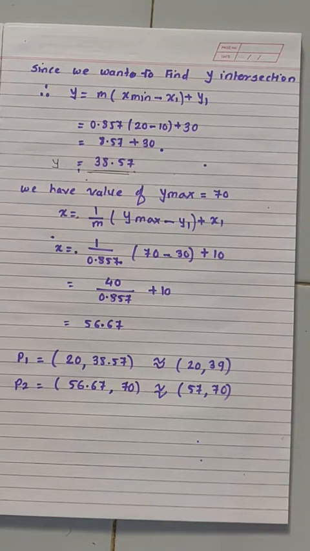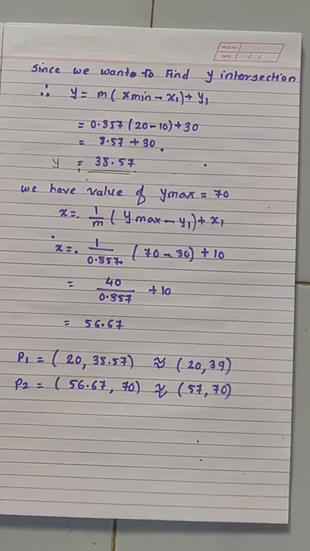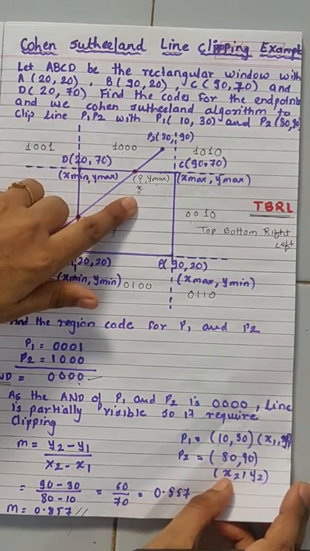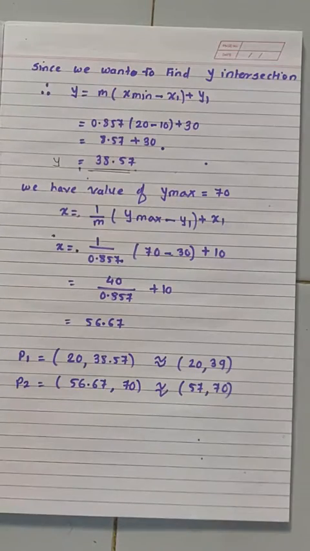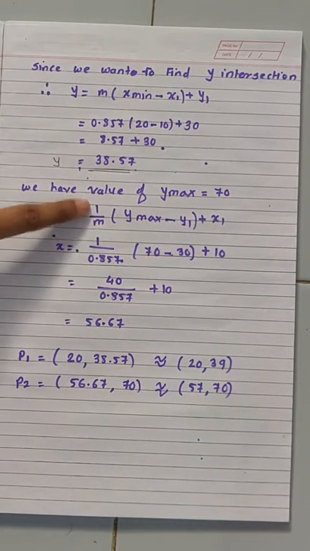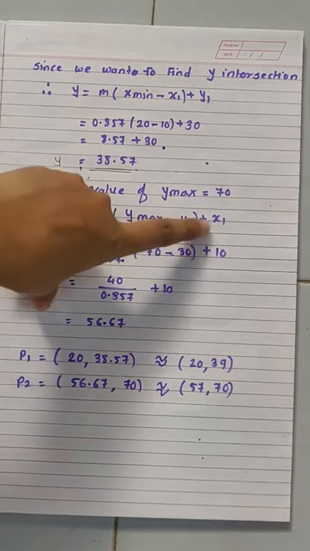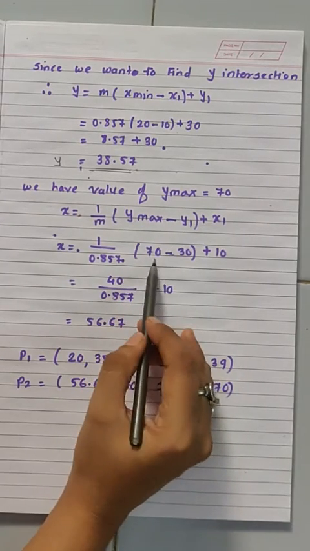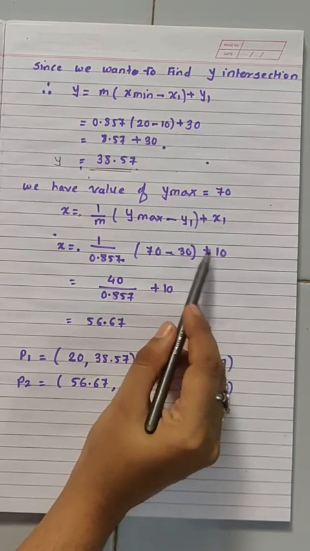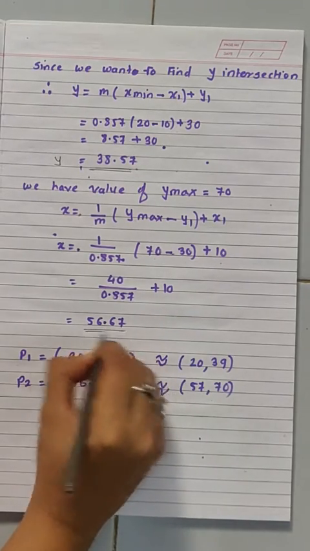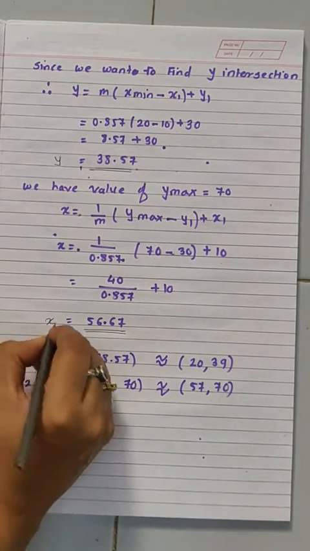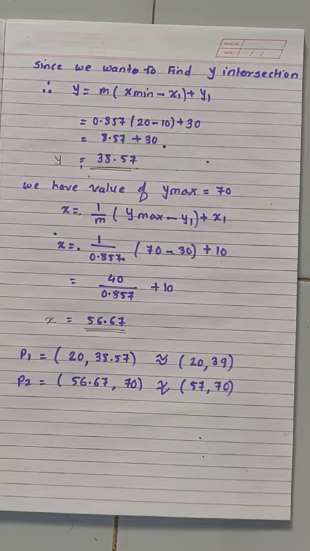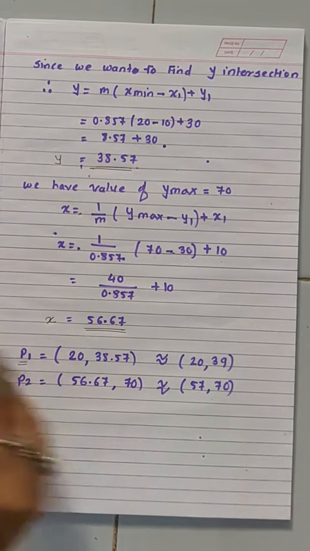Now we have to find out the value of the next intersection, that is the x intersection point. The formula for finding the x intersection is x equal to 1 by m times y max minus y1, plus x1. By putting the values y max as 70, y1 as 30 and x1 as 10, we got the value of the second intersection, x as 56.67.